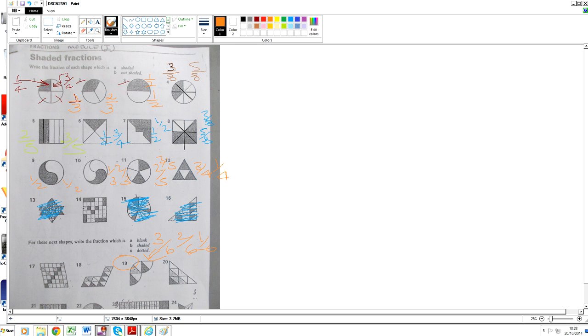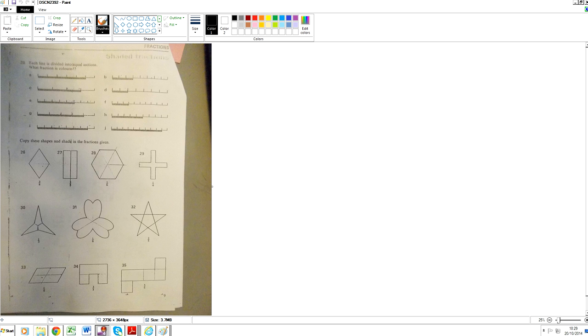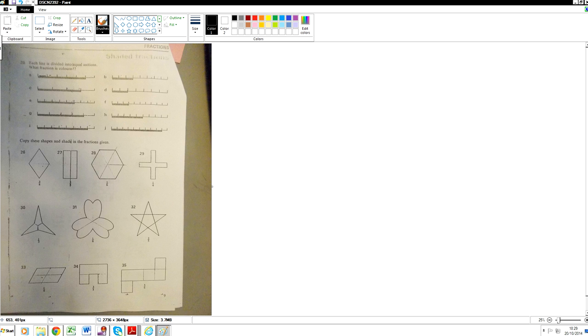1, 2, 3. Here, I want you to look at this top share these lines and tell me how much of each line is shaded. So, for example, we have 1, 2, 3, 4, 5, 6. 5 shaded out of 6. Just one answer only required.